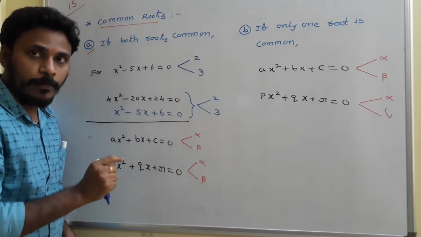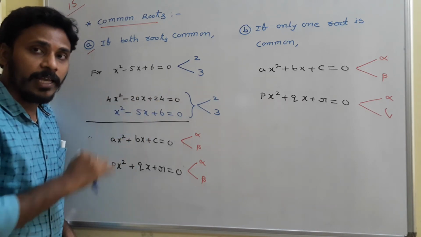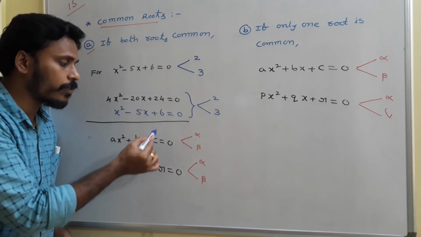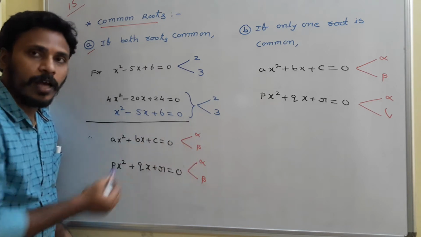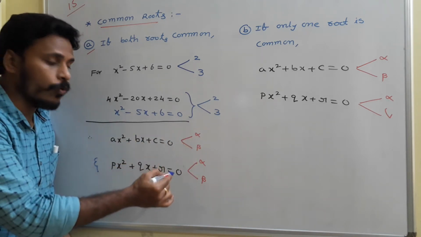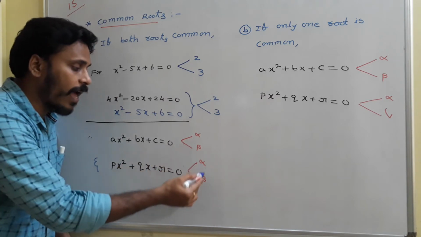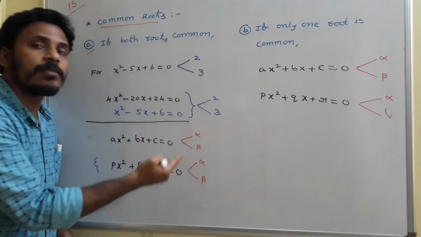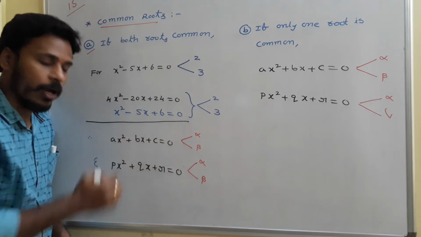the ratio is same. So if you extend it to generalize the situation, if I have two equations, ax square plus bx plus c is equal to 0 having roots alpha beta, and another equation px square plus qx plus r is equal to 0 having roots alpha beta. These are two quadratic equations having both roots common, alpha beta and alpha beta.